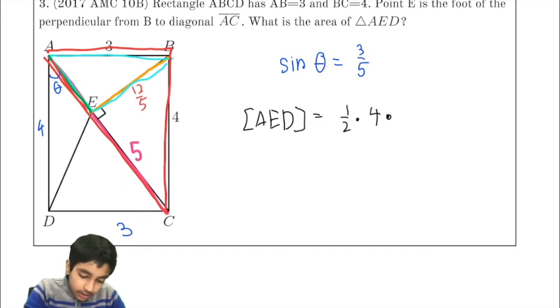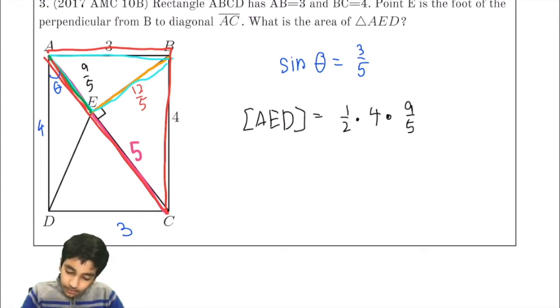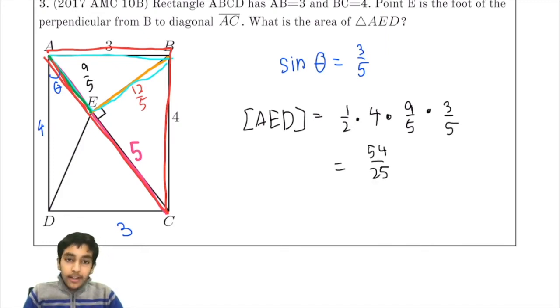Well, we calculated AE to be 9/5. So 1/2 times 4 times 9/5 times sine of theta, which is 3/5. We multiply this whole thing out, and we get 54/25 again. So both ways work. The trig solution was really clever, and the half base times height solution was also a great way to solve this problem.